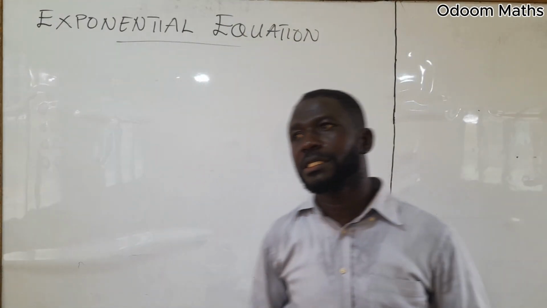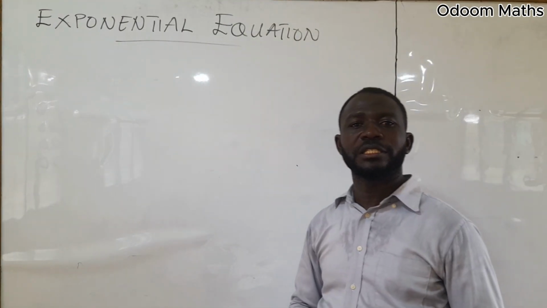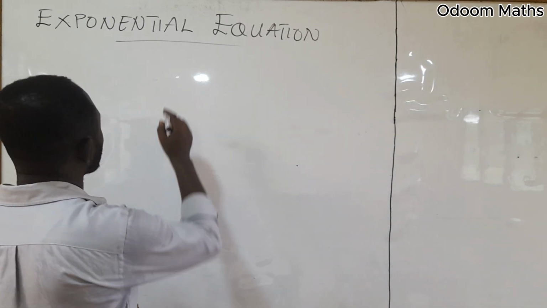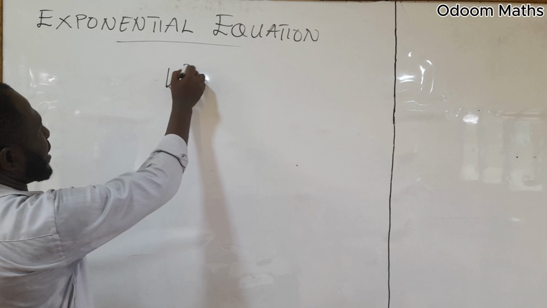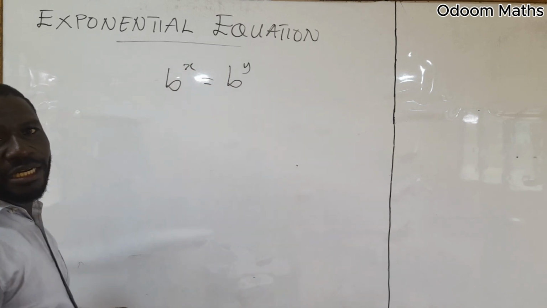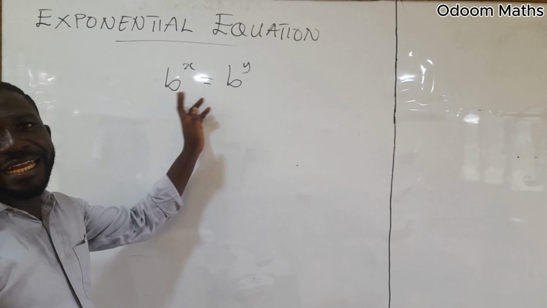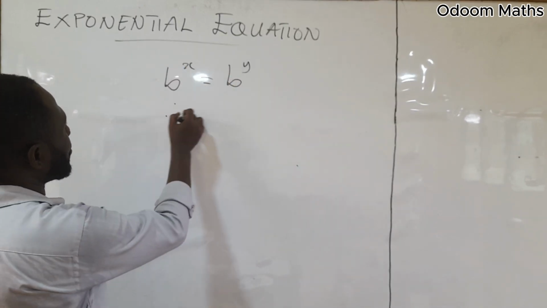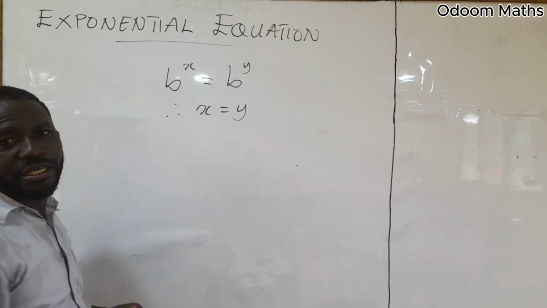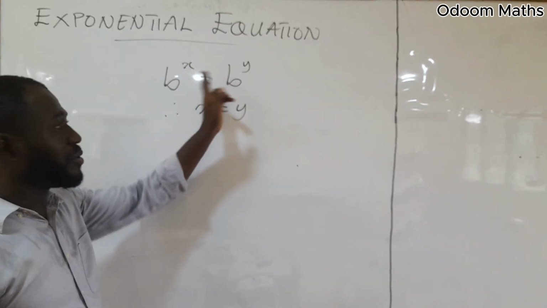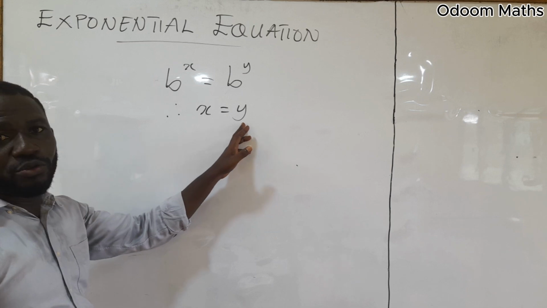Now let's talk about exponential equations. Let's say we have a variable b with a power x equal to another b with a power y. Since the bases are the same, we just equate the powers. Therefore x is equal to y.